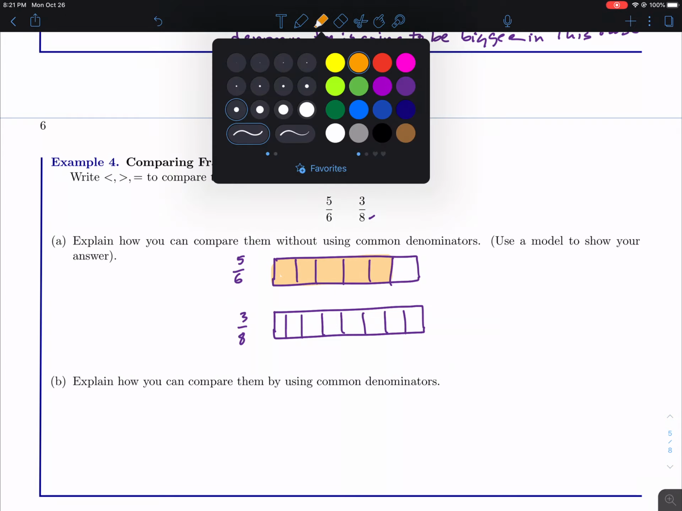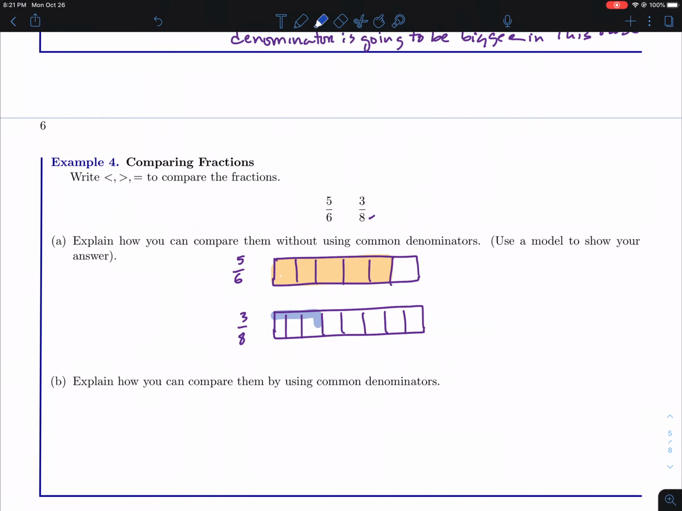And then blue for the bottom one. And so again, even though my scale is slightly off, it's not terrible. Again, I can see pretty easily just by looking at these fraction strips that 3 over 8 is a lot smaller than 5 over 6. So in this case, 5/6 is greater than 3/8.